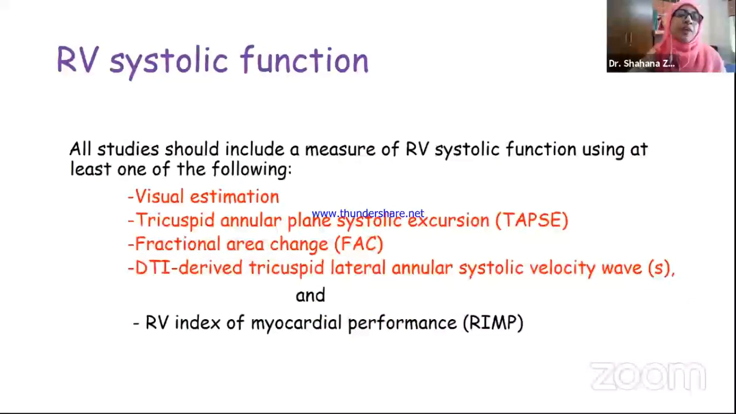RV systolic function: all studies should include a measure of the RV systolic function using at least one of the following: visual estimation, tricuspid annular plane systolic excursion, fractional area change, DTI-derived tricuspid lateral annular systolic velocity wave, and the right ventricular index of myocardial performance. We also call this the Tei index.